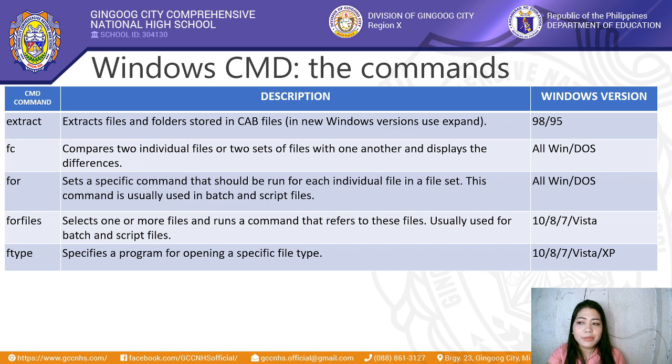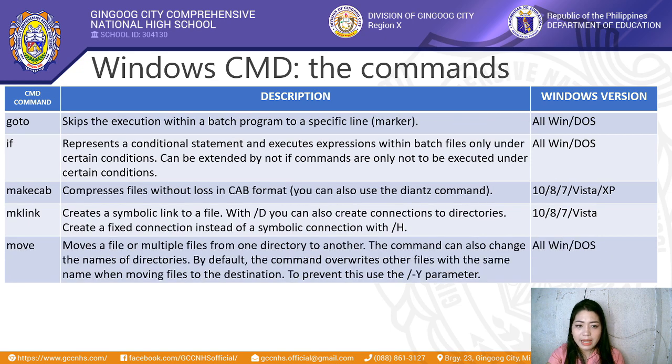F-type specifies a program for opening a specific file type. Go-to skips the execution within a batch program to a specific line. This go-to is very common in the C program. Oh no, C. You just use go-to to skip a code. Go-to to another one. If represents a conditional statement and executes an expression with batch files only under certain conditions.